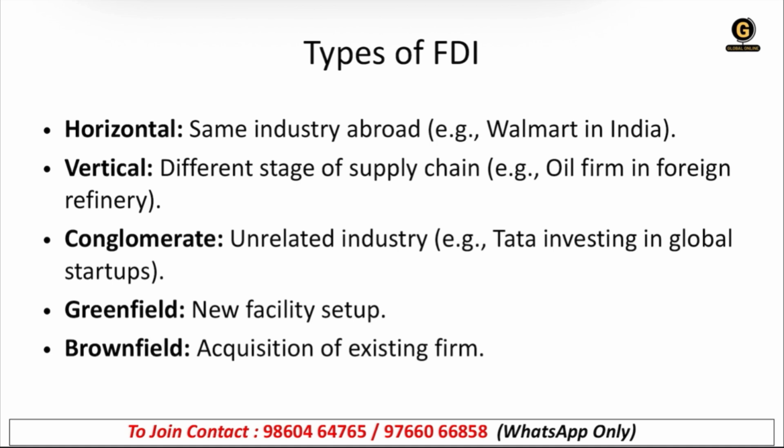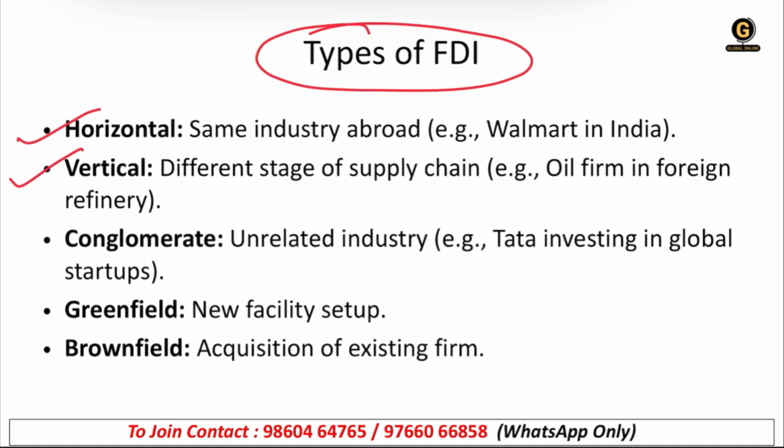Now moving to the main point of FDI, that is types of FDI: horizontal, vertical, conglomerate, greenfield, brownfield as well. One by one I'll explain what the types of FDI are. Clear? All right. So we'll start with the horizontal FDI.